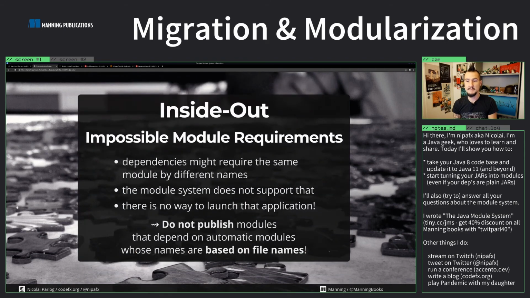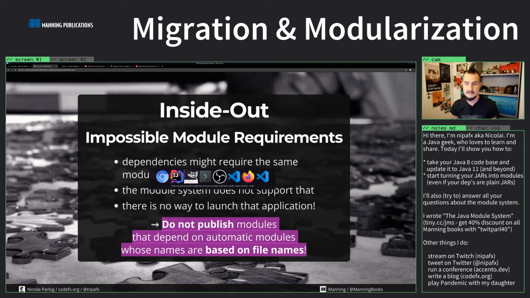And that's a problem because if the names are unstable, they can change over time, or even worse, two projects might depend on the same dependency by different names. Then you get the diamond of death stuff. That's not good because then this project depends on both of these. They depend on the same thing by two different names, and there's no way to fulfill this requirement without massive contortions. So do not publish modules that depend on automatic modules whose names are based on file names.